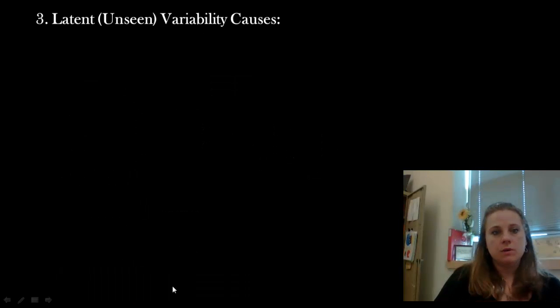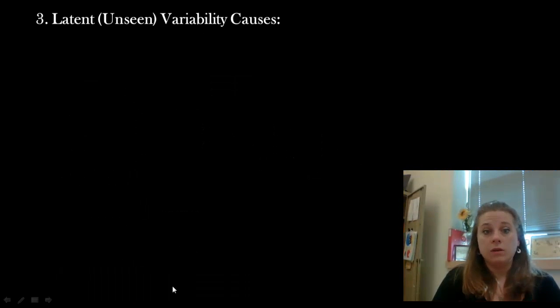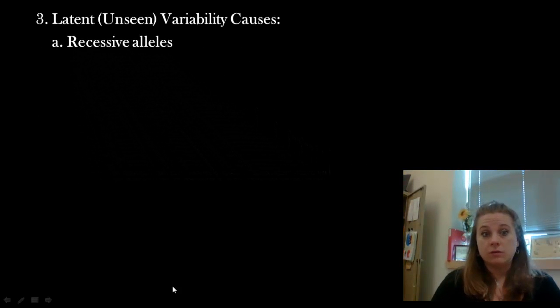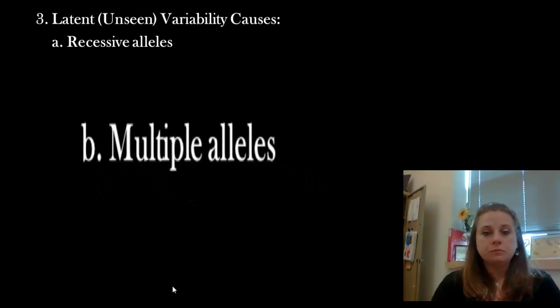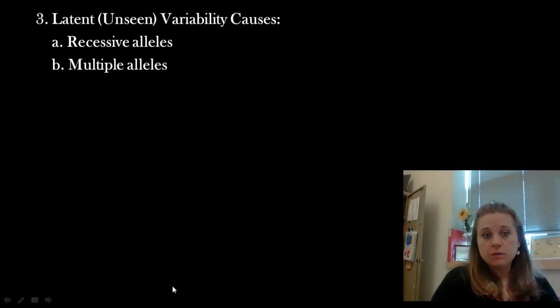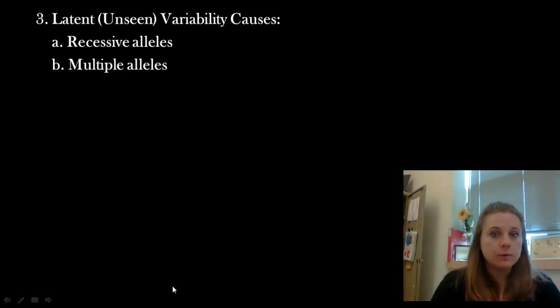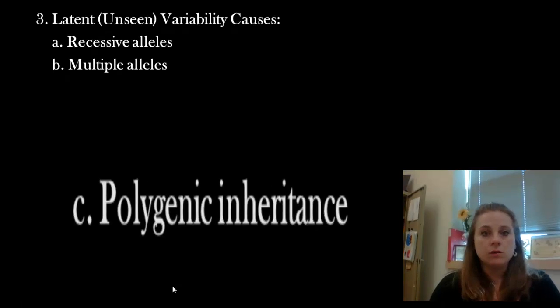So what could be some latent, or what we call unseen, causes of variability? Well, recessive alleles, right? We can't see those. Somebody's heterozygous, so those are forms of it. The issue of multiple alleles comes into play: an individual can only have two alleles at a time, but if there are multiple alleles that exist in the population, those can be causes for change.